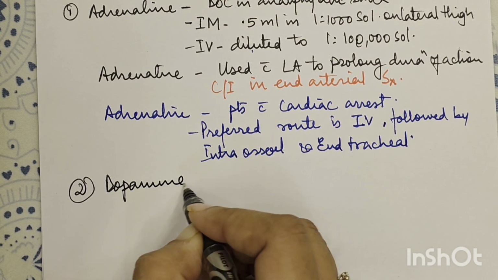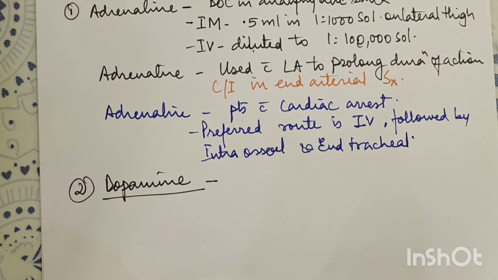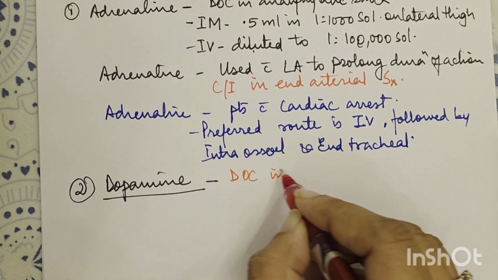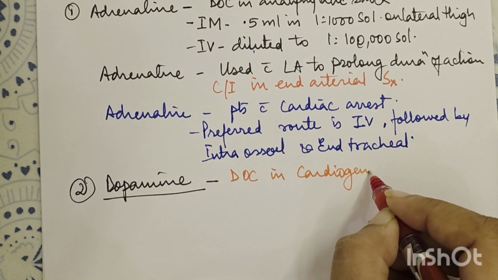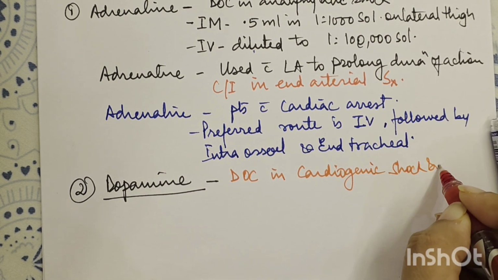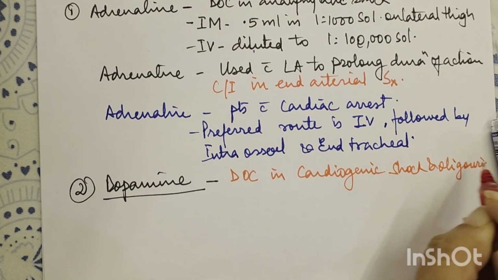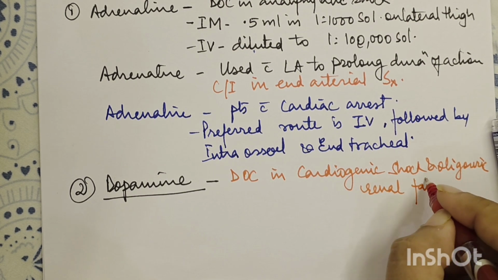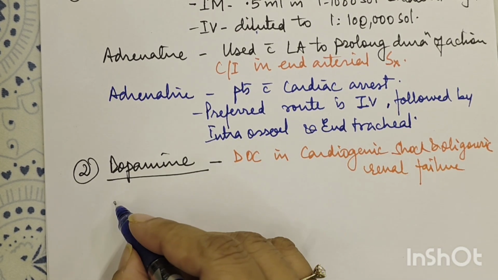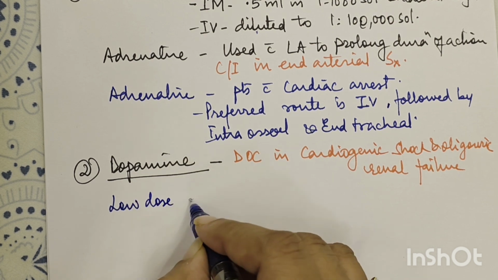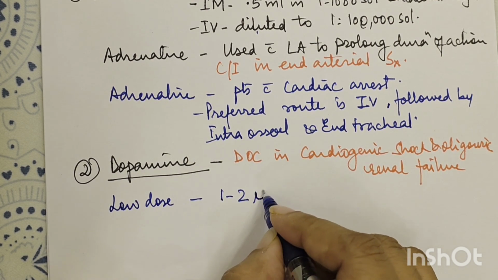Now dopamine is a very, very interesting drug because it is used in different concentrations and has different effects. First of all, this is the drug of choice in cardiogenic shock, okay, and oliguric renal failure. Now see the beauty of it, at low doses. At what dose? This question is asked: 1 to 2 micrograms per kg.